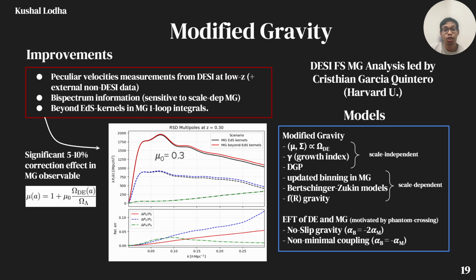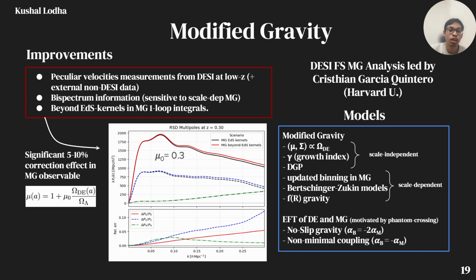So the second possibility is to relax general relativity itself. Christian Garcia Quintero is leading the DESI full shape analysis to test modified gravity models and see how far DESI can push this constraint. Compared with our year 1 analysis, we are now incorporating several important improvements. This includes adding low redshift peculiar velocity measurements, bispectrum information from DESI DR2, and beyond-EdS kernels.